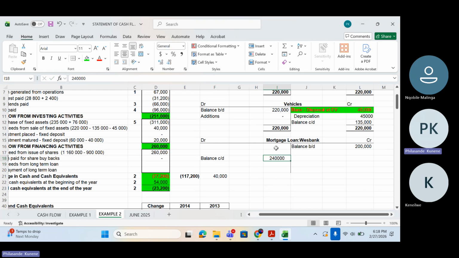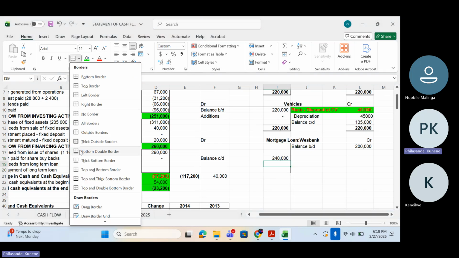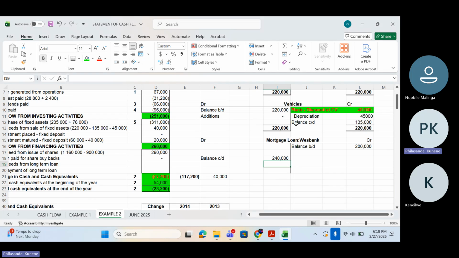That's what we have for our balance carried down. So I'm going to show my totals here, and then I show my total this side as well. Okay. And then we know very well that we need to look for interest expense here, right? We need to look for interest expense. That is the interest on loan.